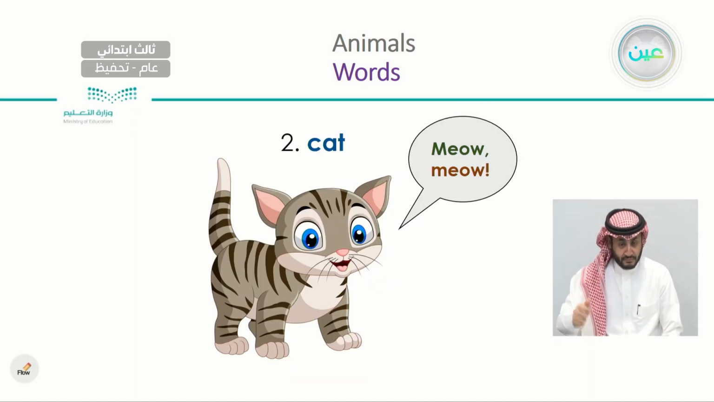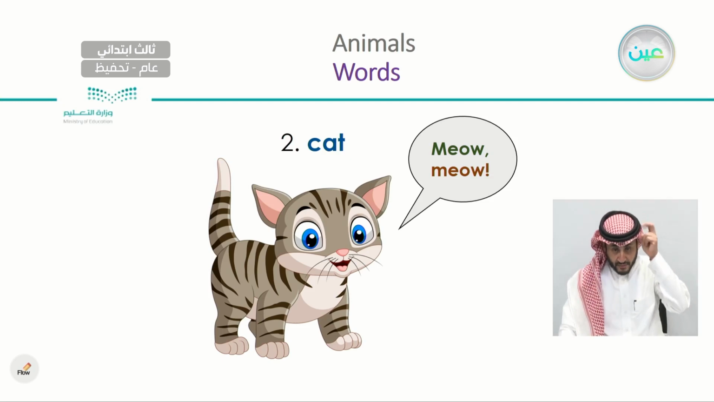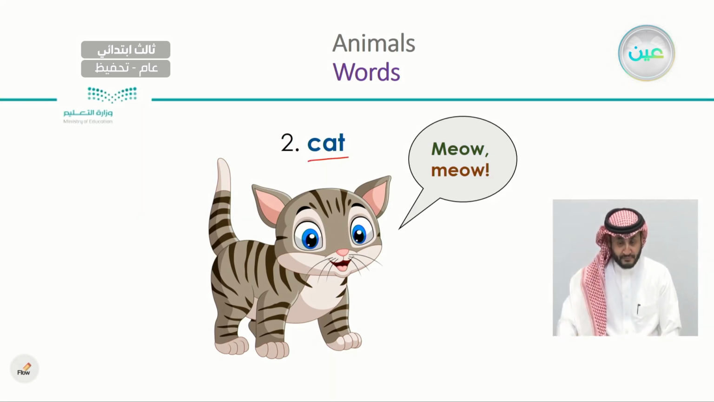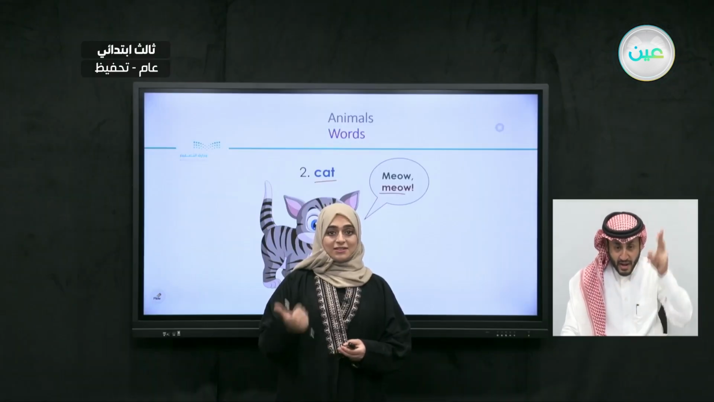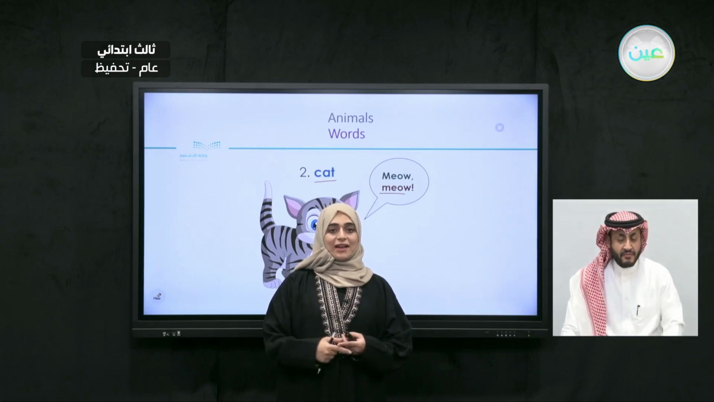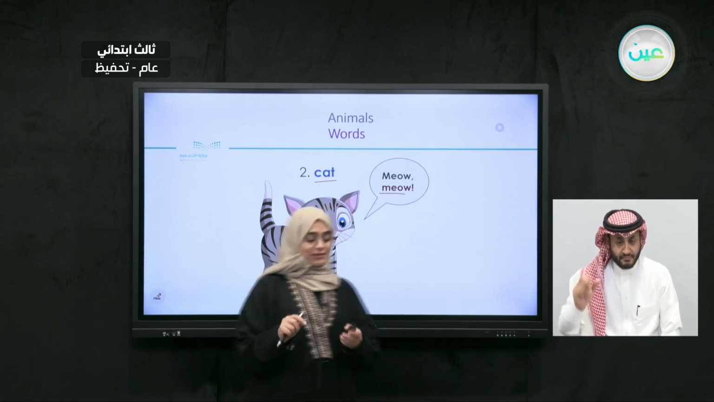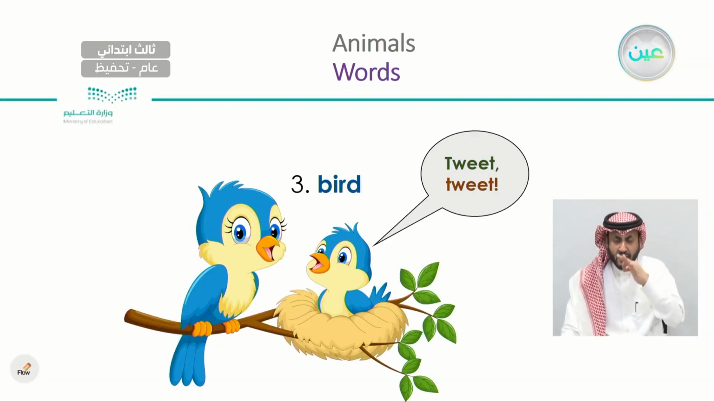Number 2. What animal is this? Yes, it's a cat. What sound does a cat make? Excellent. Meow. Meow. Now, can you say the sounds of the duck and the cat? The duck says quack and the cat says meow. Excellent. Let's continue.